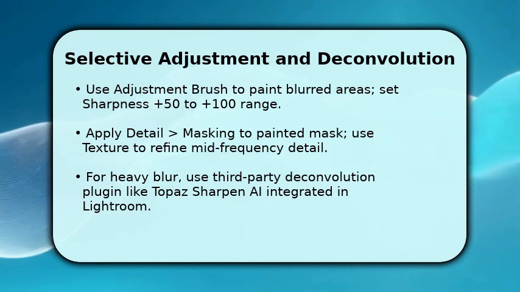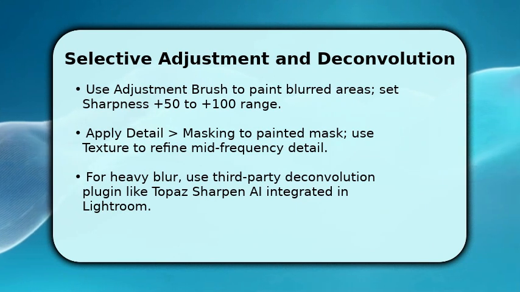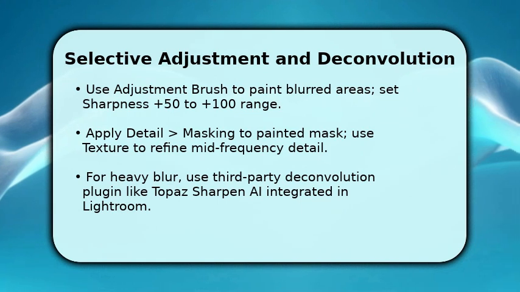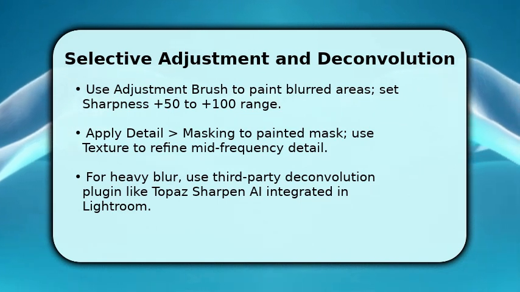If the blur is directional, rotate and use the transform tools to correct perspective before final touch-ups. For stubborn motion blur, export a TIFF and run a deconvolution-based plugin, then re-import for final tonal work.